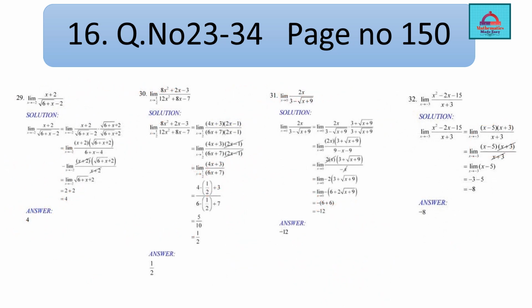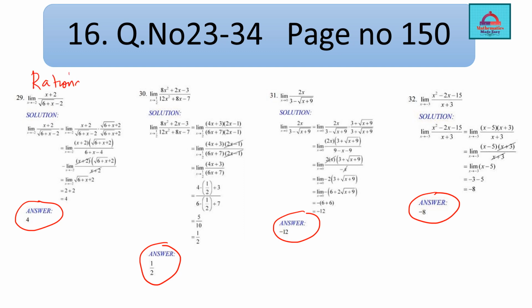Okay, so for questions 29 to 32, you have the answer key here. The answer of the first question is 4. The next question is 1 by 2. Next question is this, and next question is this. If you see here, you have radical signs. So you are going to do this question by rationalization. And the conjugate would be square root of 6 plus x plus 2. So the sign will change, do the algebra, cancel and get your answer.